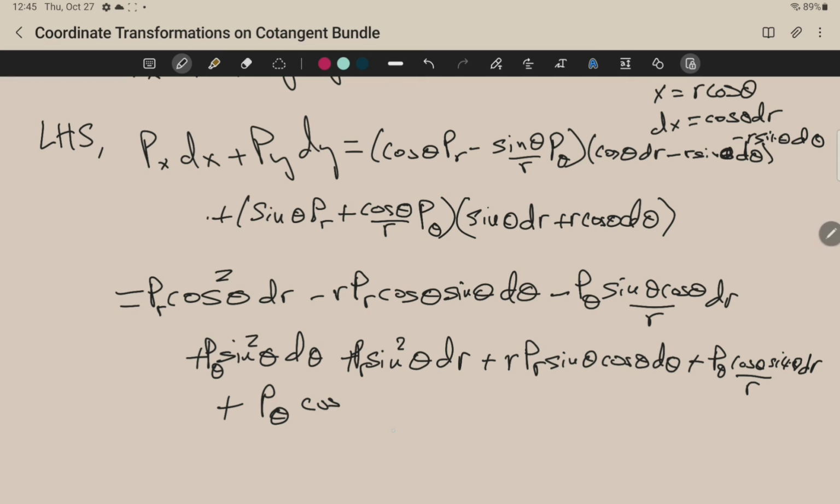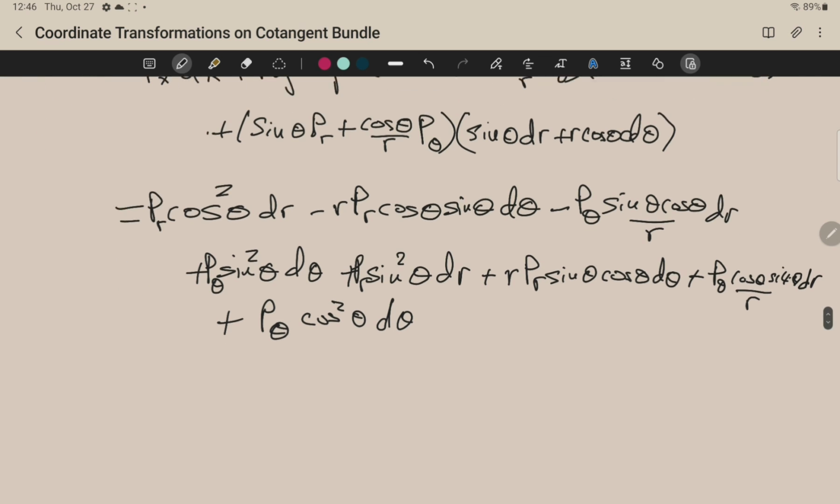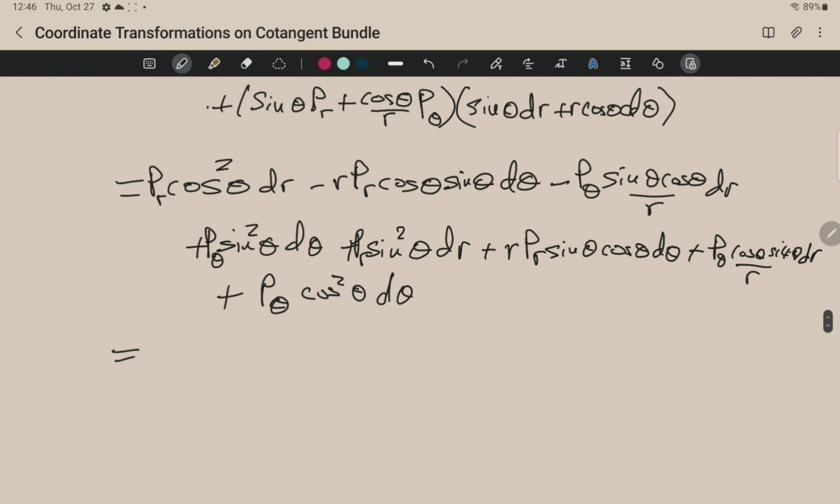And you see there are going to be many cancellations, and what we will end up with is exactly pr dr plus p theta d theta, and we're done. And that's how your covectors are defined on this cotangent bundle.